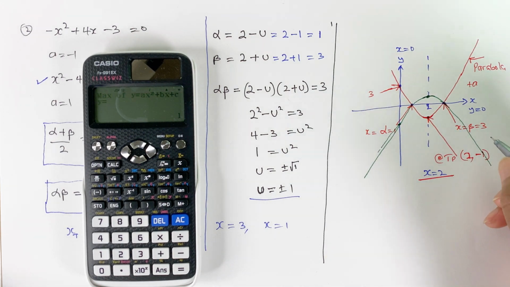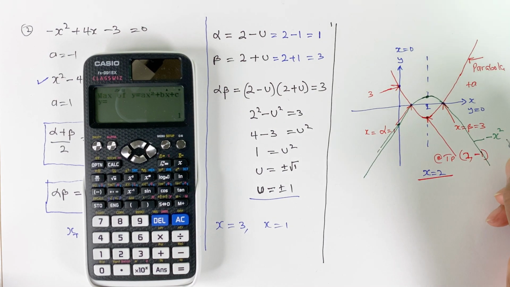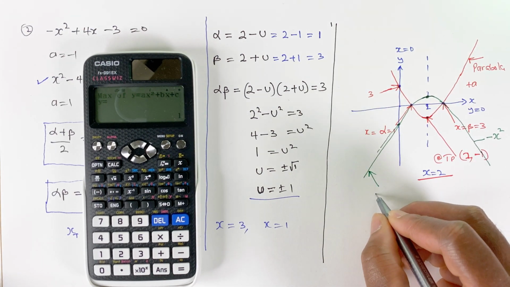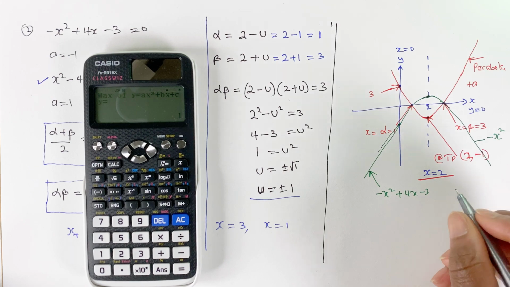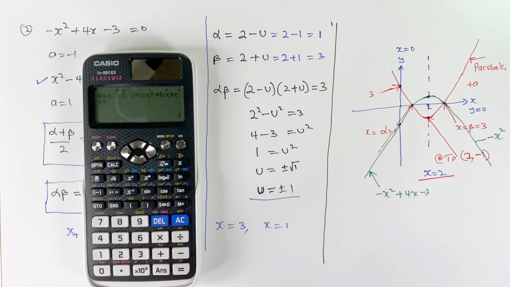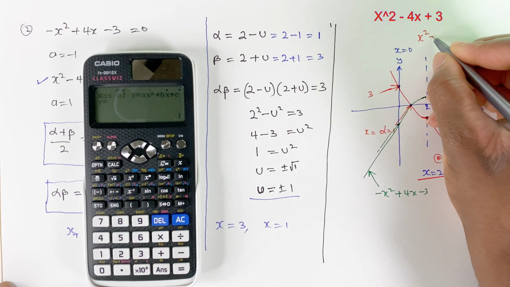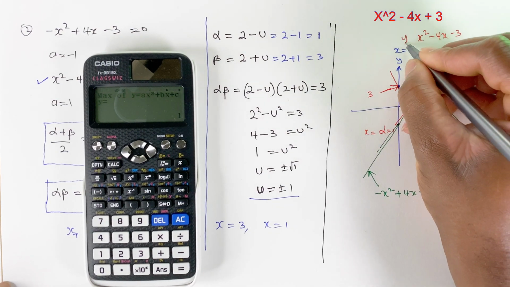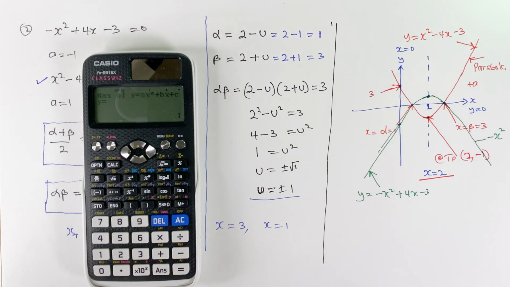So that's, again, a parabola, and the equation for the green one is minus x squared. Actually, let me write it where you can see. The equation for that will be minus x squared plus 4x minus 3. And for the red one, the equation is x squared minus 4x plus 3. Let's say y equals that, and y equals that. So pretty exciting.